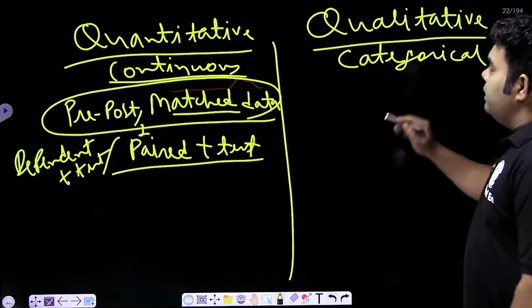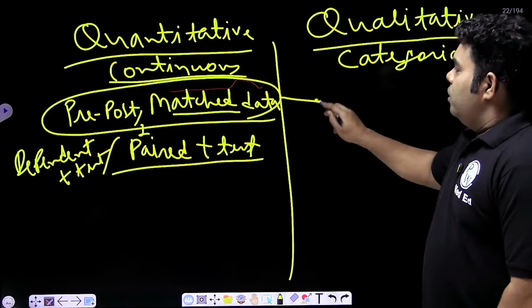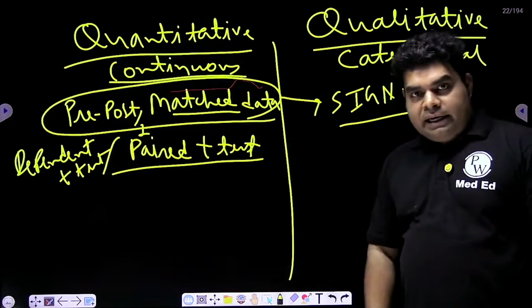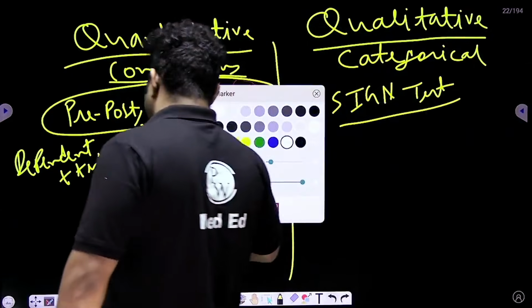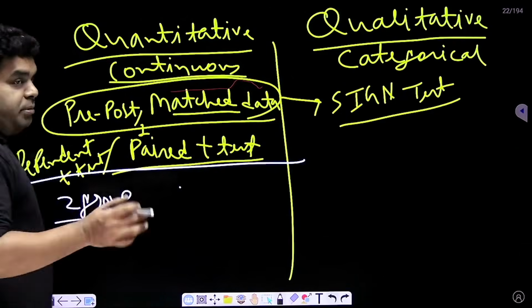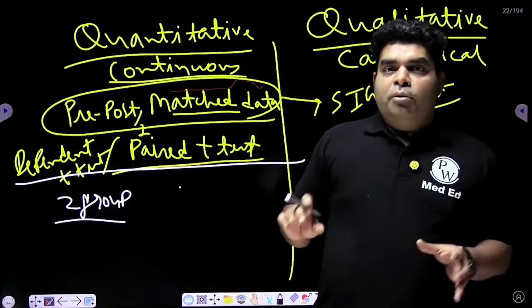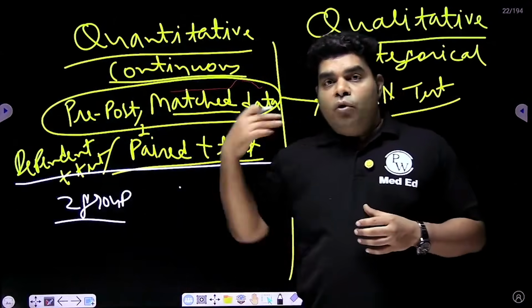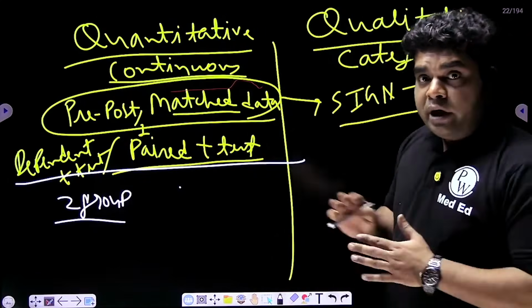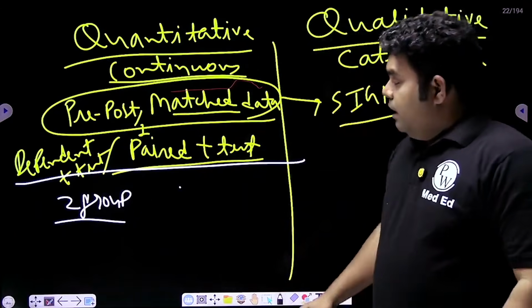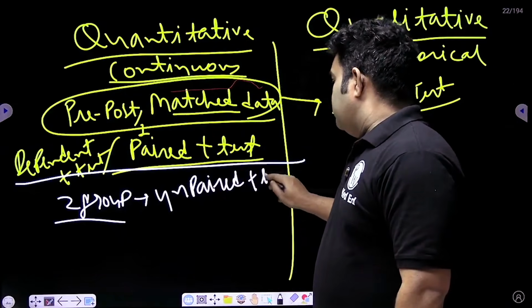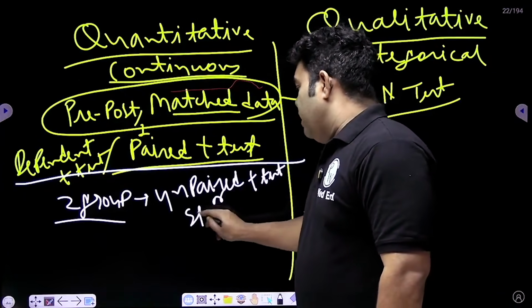Similarly, if it is qualitative categorical data and pre-post or matched data, we apply sign test. So sign test is the same as paired t-test. Then if it is two groups and the data is not measured before-after, like you are giving the anti-obesity drug, but you are not measuring the weight before giving medicine. You are only measuring the weight 6 months after giving your anti-obesity drug. So here pre-post is not taken, and there are two groups. Which test will you apply? Unpaired t-test. This unpaired t-test is also known as student t-test.